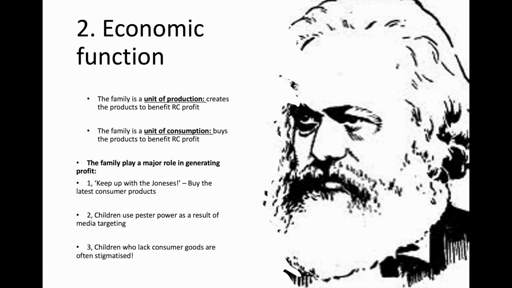Well, first of all, we want to keep up with the Joneses, we want the best car, we want the best house, we want the nicest curtains, whatever. Children use pester power as a result of media targeting. So advertising is targeted at children. They say, "Mummy, Daddy, will you buy me that?" And children who lack consumer goods are often stigmatized. But if you think of the family, we know that the family is the site at which most purchases are made, from washing up liquid to cereal to whatever else is mainly targeted at the family.